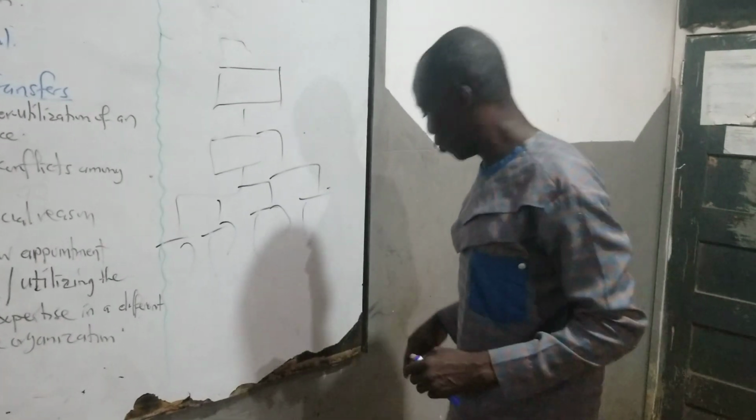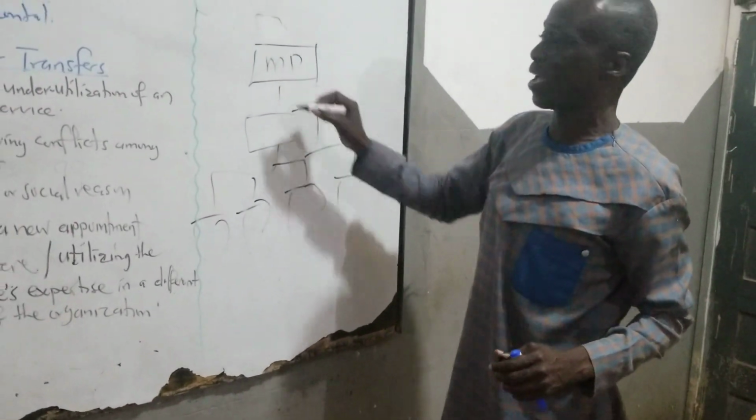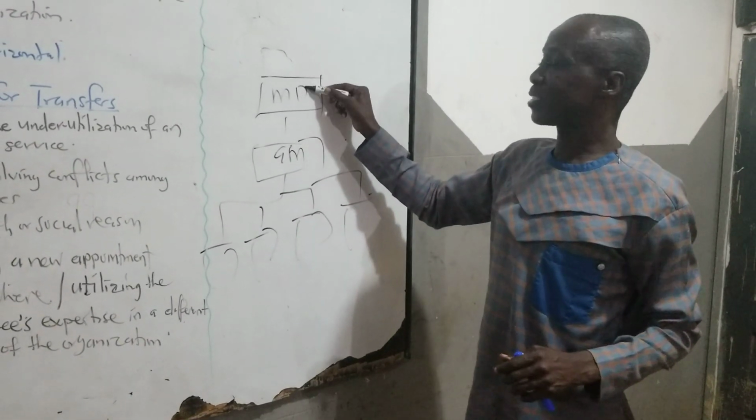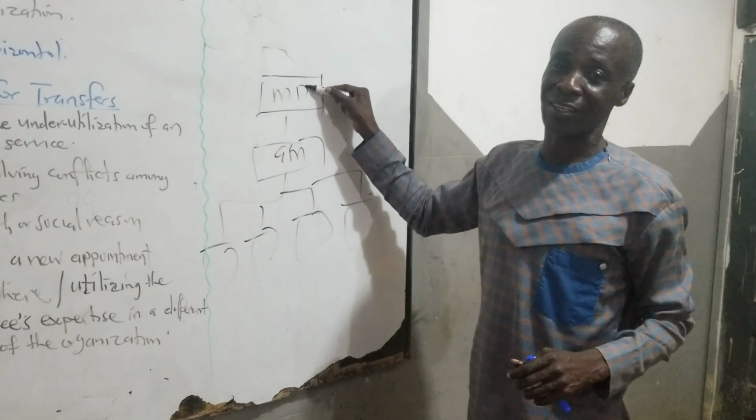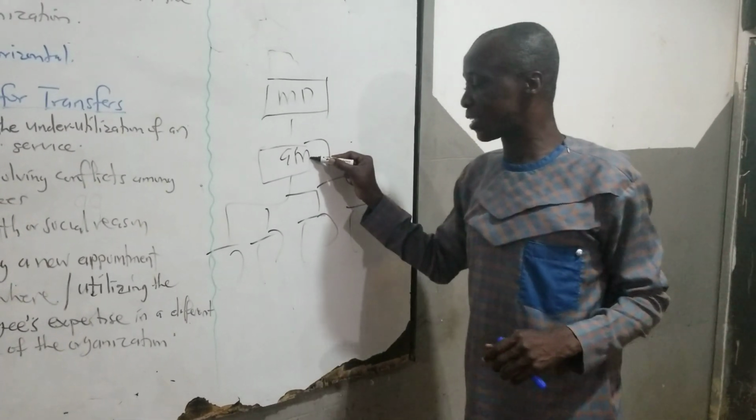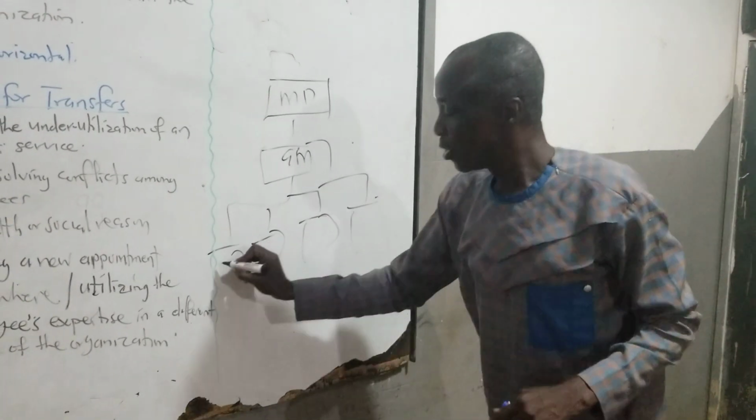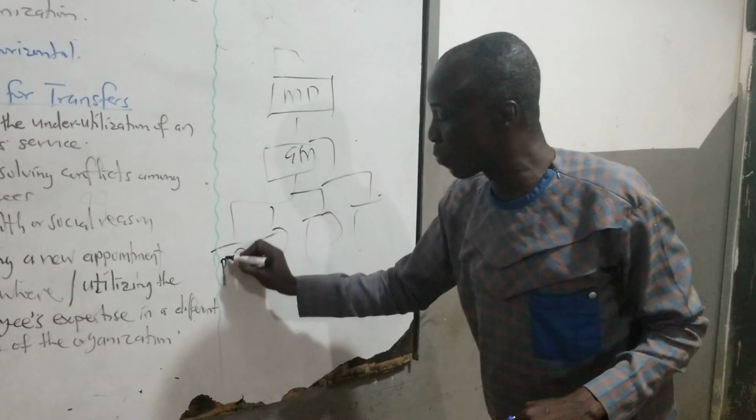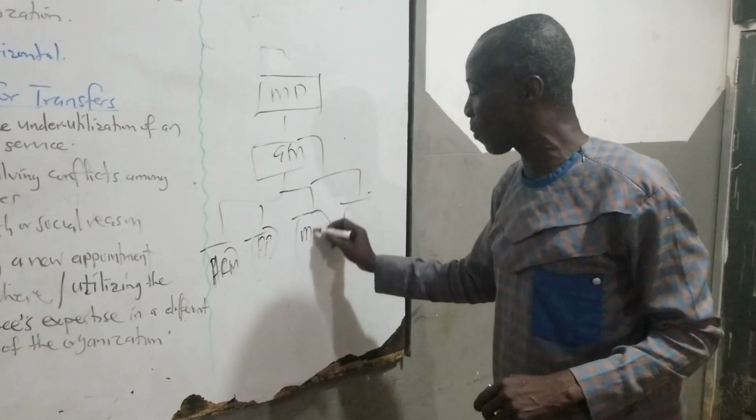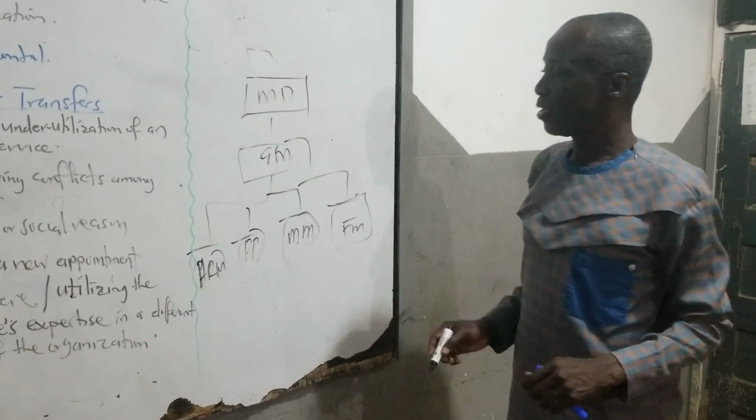Where, for example, if this one is the managing director, then this one can be a general manager. So this one occupies a certain position, that is the rank. This one occupies a certain position, that is the rank. Then you can have the functional managers here. So you can have, for example, the human resource manager, you can have production manager, you can have marketing manager, and you can have the financial manager.